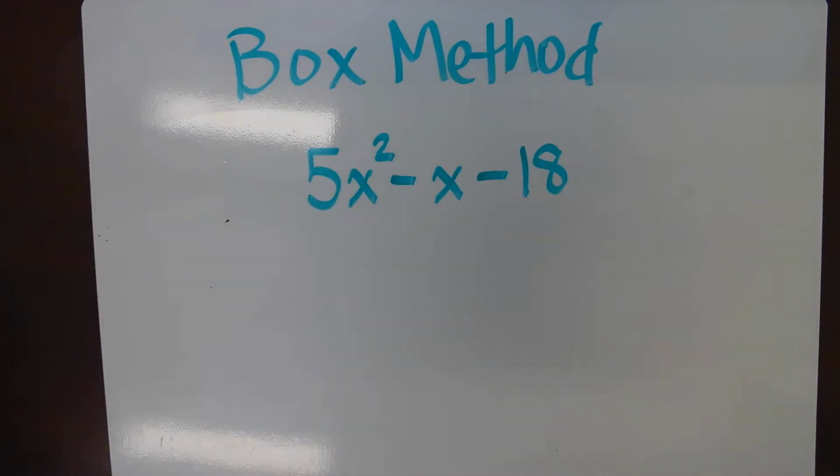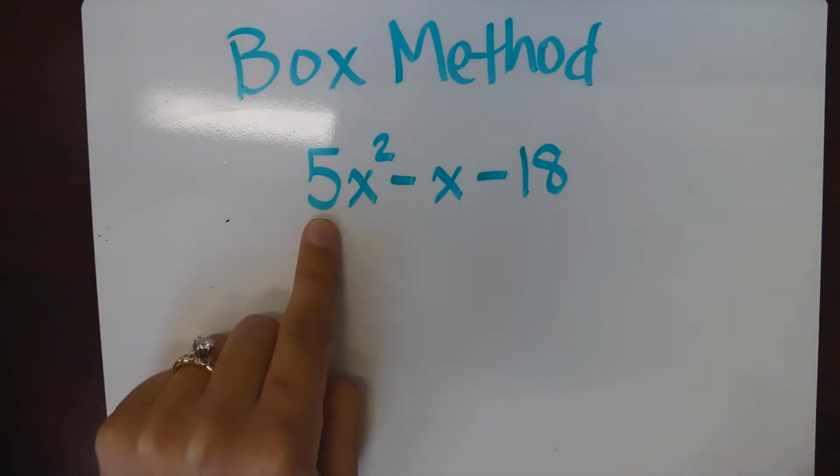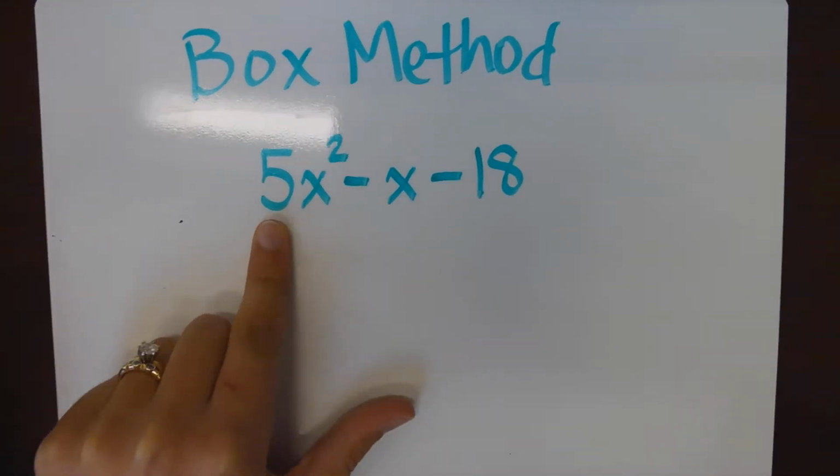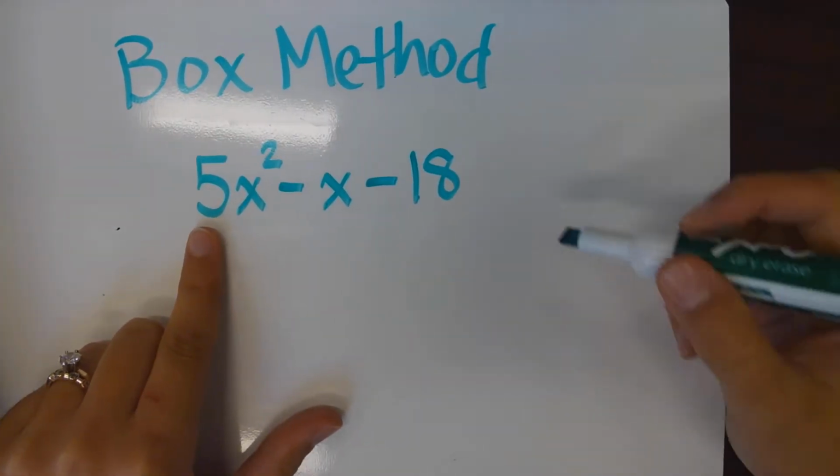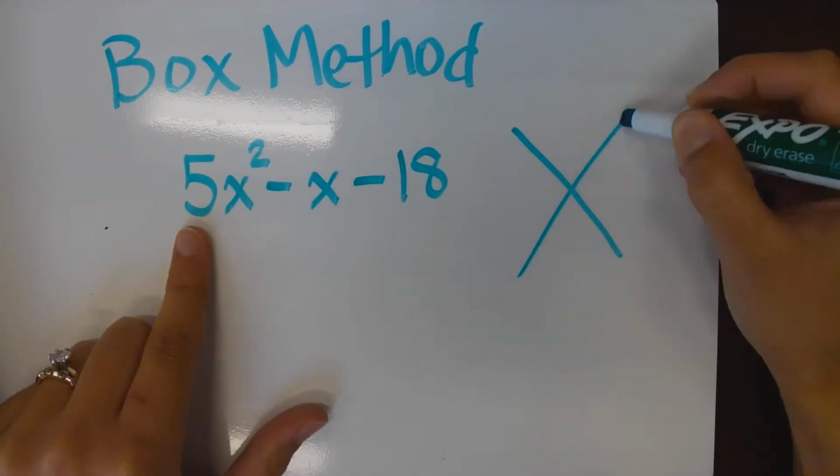Okay, we're going to take a look at how to use the box method to factor when our a value to a trinomial is not 1. So here we have 5 for the a value. So for both box method and grouping method, we start off doing the diamond.